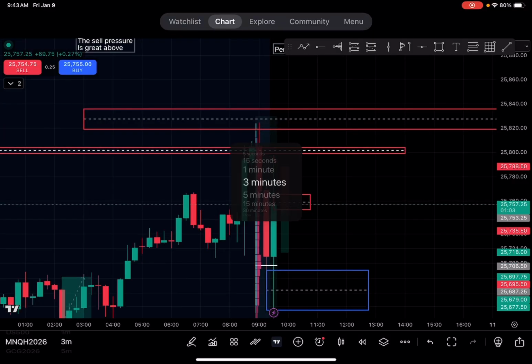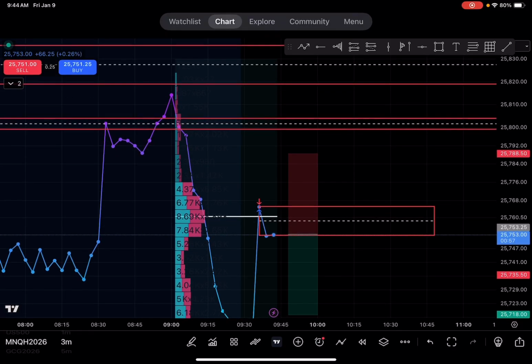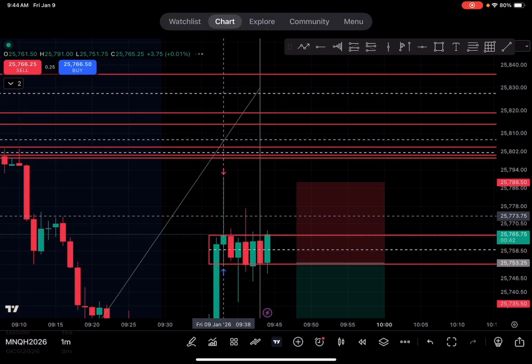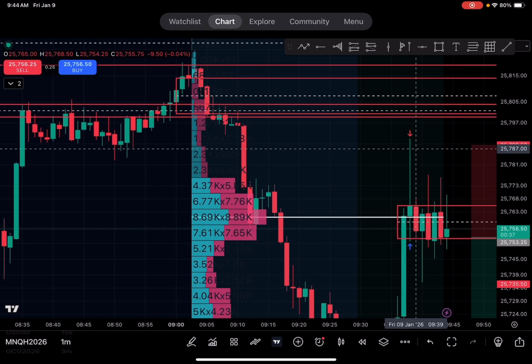Let's look at the correlation between our external. So this is our 3-minute external. This is the 1 minute zone. No, that's our 3 minute. Our 1 minute, there's no correlation, so selling there would be a bad idea.